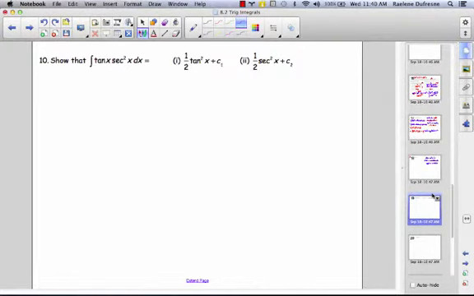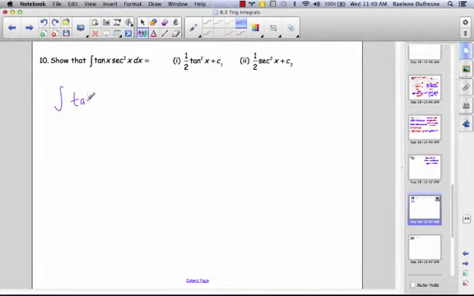Okay, moving on to number 10, we want to show that the integral of tangent x secant squared x dx is equal to both the first option and the second option. Well, we've seen in the warm-up, or the first few slides, that these two results are equal because the c1 and the c2 differ by a constant. So what we want to do is show that we can get the results in two different ways.